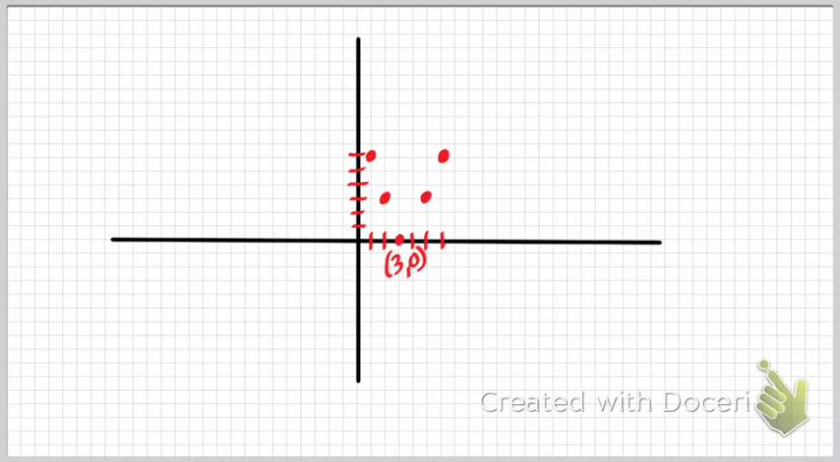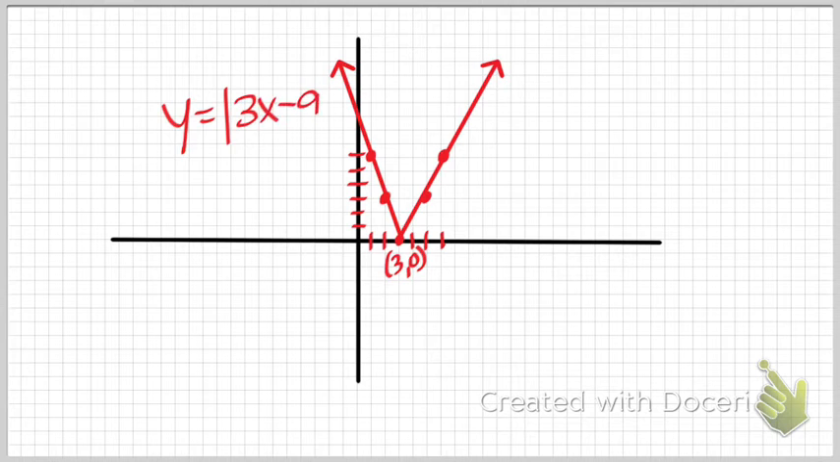And now I could draw, make a sketch. Once you have 2 other points plotted and the vertex, that should be enough to make a graph. Any questions on making an absolute value graph? This was y equals the absolute value of 3x minus 9.